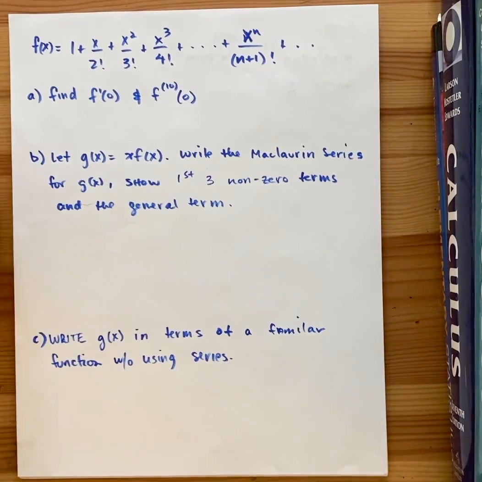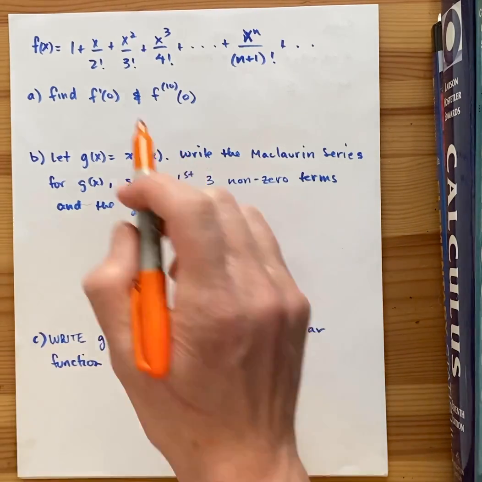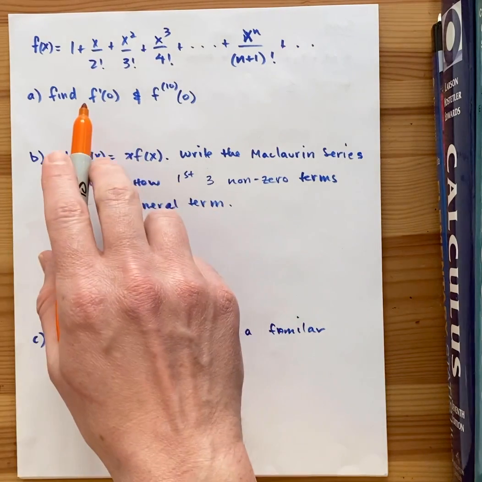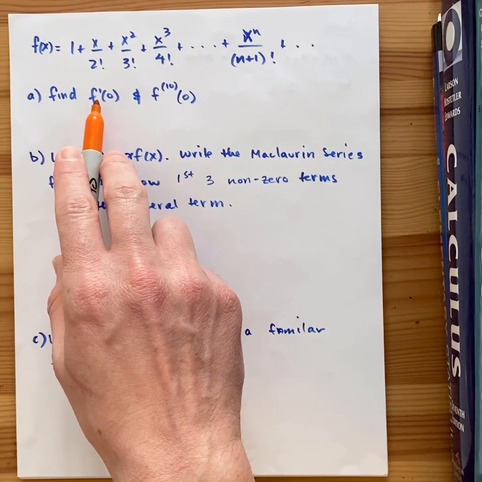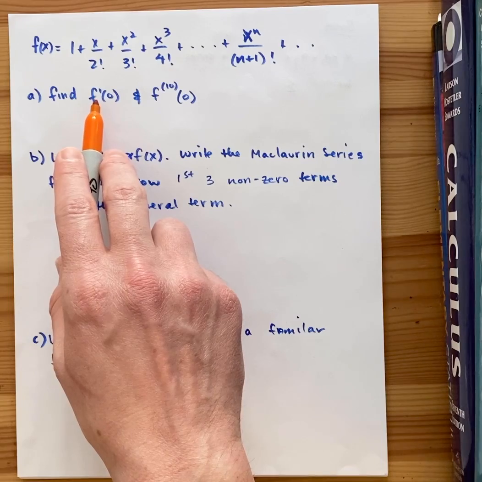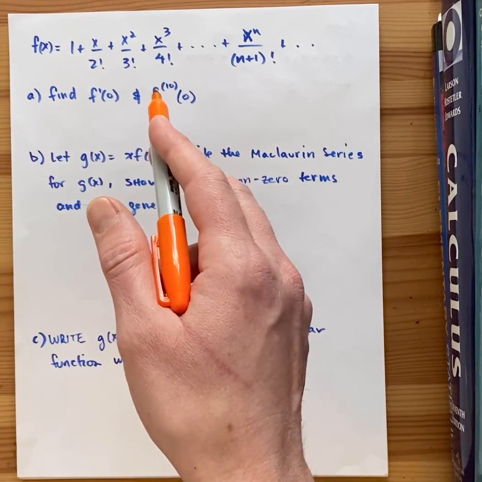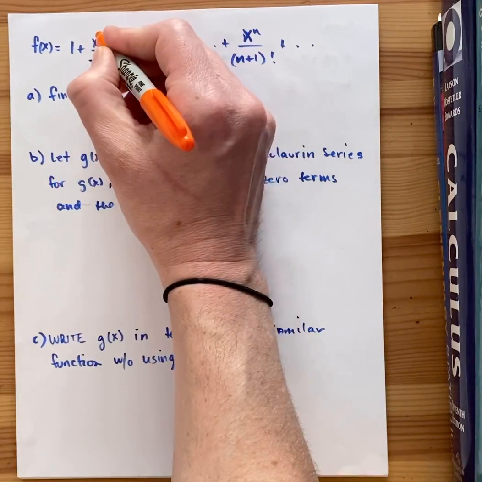This is, again, Taylor polynomials and Maclaurin series. Maclaurin means it's always centered at 0, and you can see these are all centered at 0. So let's get to it. The first part is they want you to find f prime of 0. Now, going back to the formula, your f prime, like anything, right?